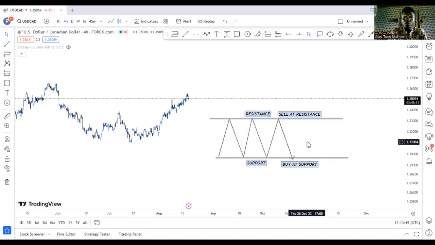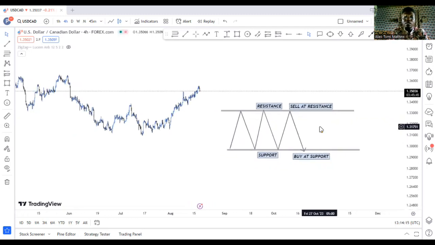But then you don't just sell or buy without any additional confluences. What I mean by additional confluence is that you want to look out for some candlestick to print for you to be well convinced that, okay, now we can ride this market down. Okay, now we can ride this market up. So now this is just the basic explanation of support and resistance.